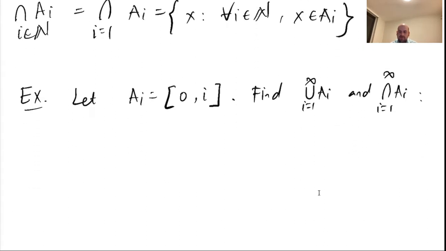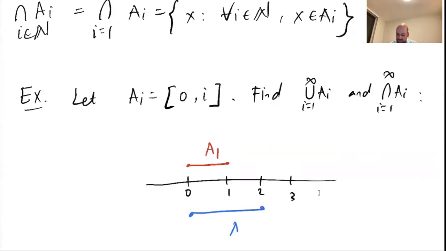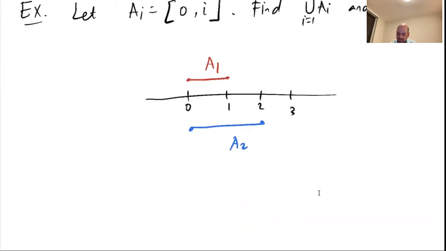So let's get some idea about these AIs. Let's look at the real line. Let's say this is 0, this is 1, this is 2, this is 3, and so on. Now AI is the interval from 0 to I. So A1 is the interval from 0 to 1. So this is your A1. And then A2 is from 0 to 2. And then A3 is from 0 to 3, and so on.